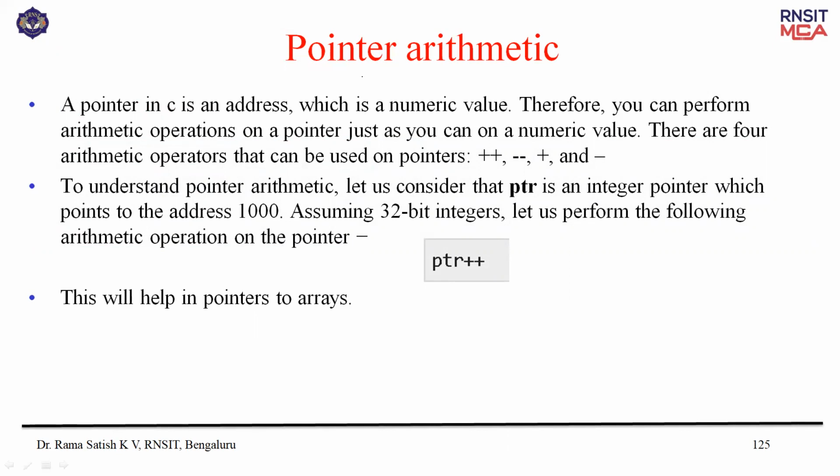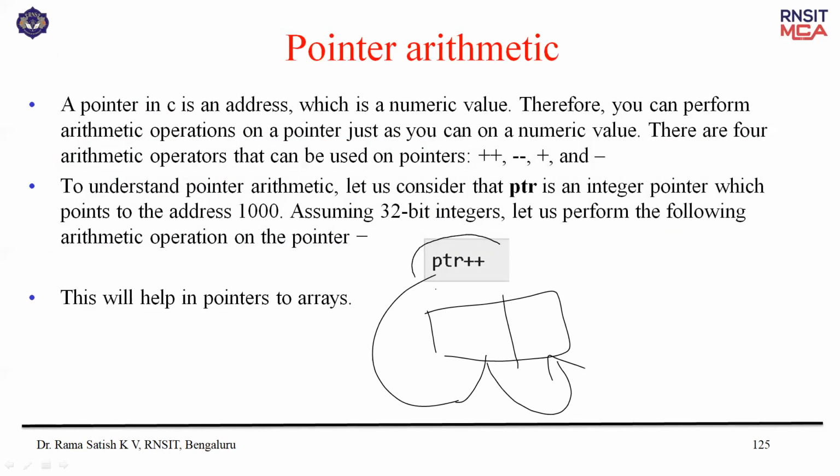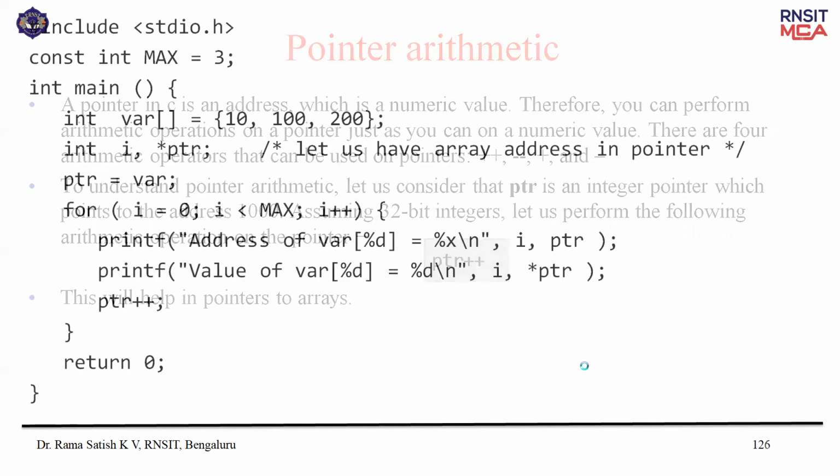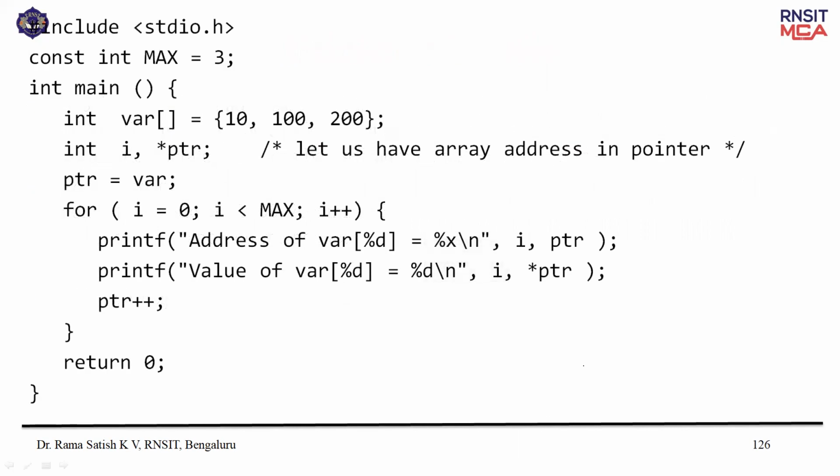Now, pointer arithmetic, after you apply the increment operator to a pointer. As soon as you increment, what happens? Pointer increment. Here, PTR is a pointer without star. Suppose PTR is pointing to one cell. As soon as you encounter PTR plus plus, the pointer automatically moves to the next cell.